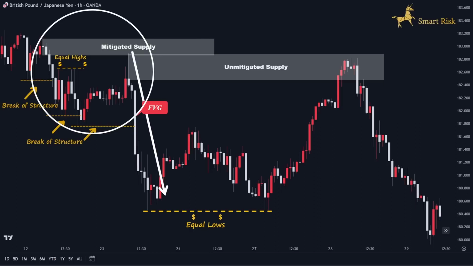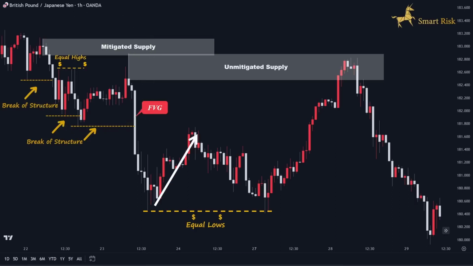Next, we can see that price moved downward, leaving a significant inefficiency behind. The price then retraced upward but didn't reach the upper fresh supply zone. Instead, it moved downward again, confirming that supplies are controlling the market. Additionally, the price created a perfect sell-side liquidity pool below the equal lows.